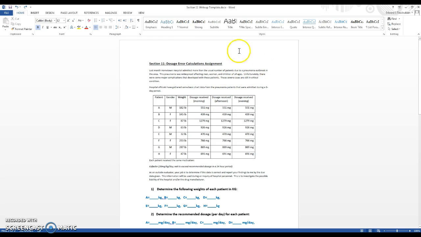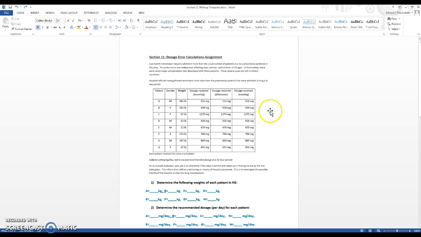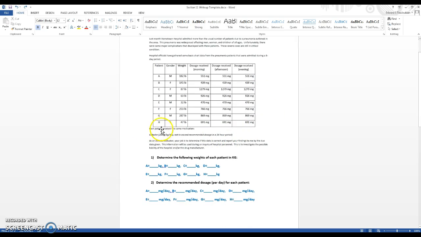Okay, so all these patients come in with pneumonia. They're given different dosages of this drug, and we want to see what's going on. They each receive the same medication. It's the Flacker, and it's 20 milligrams per kilogram per day. That's the amount not to exceed the recommended dosage in a 24-hour period. Your job, as an outside evaluator, is to determine if this data is correct and report your findings to me by the end of the day given.